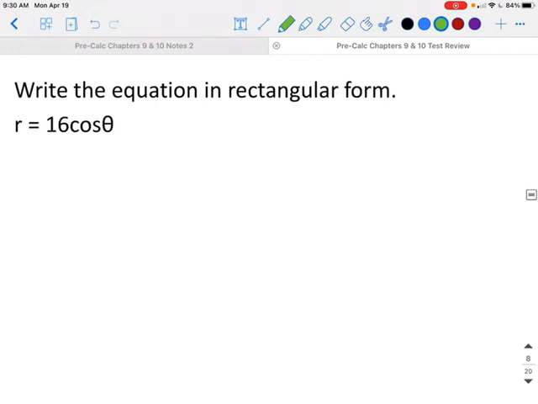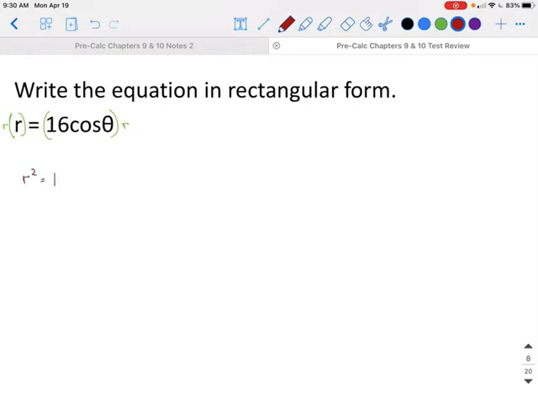So we need to write this polar equation in rectangular form. Now, we do know that r squared is equal to x squared plus y squared, and we know that r times cosine of theta is equal to x. If you notice, we are missing an r on both of these, which would make everything much easier. So we can multiply both sides by r to start with. As long as you do it to both sides, you're okay.